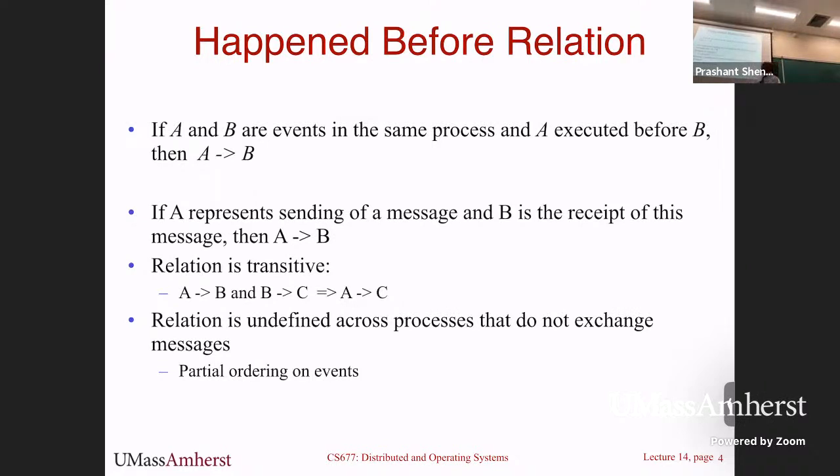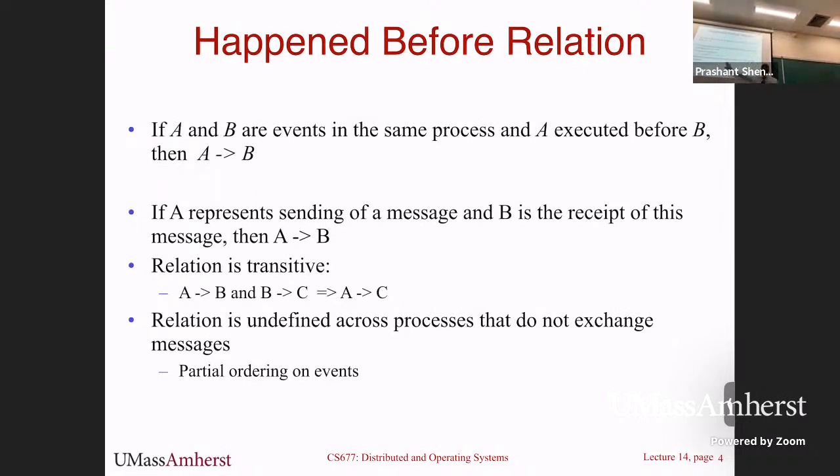And we say that this relationship is transitive. If you know there are three events A, B, and C, and you're told that A has happened before B and B has happened before C, then A has happened before C. So that's essentially the relationship being transitive.